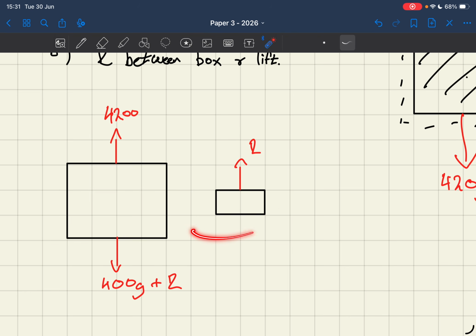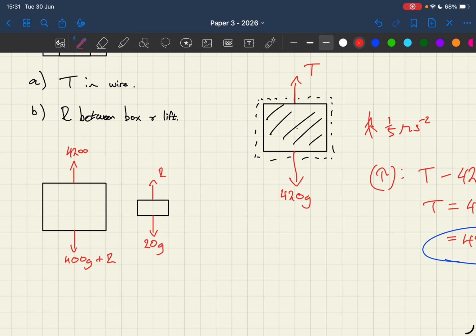How else is it moving up? Think about when you're in a lift, why do you not just fall through the floor? Because the floor is pushing you back up again. So same thing here, floor pushes you up, you must push the floor down. You are also having some gravity, and that was 20g. And then we're going to resolve these individually.